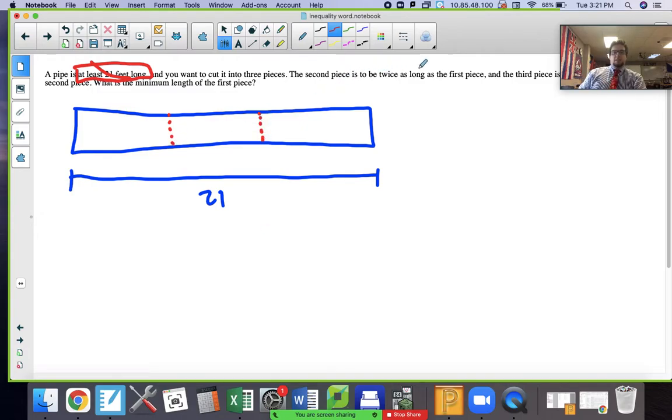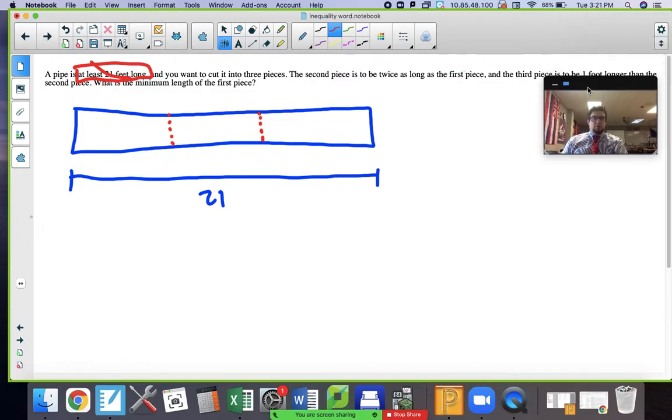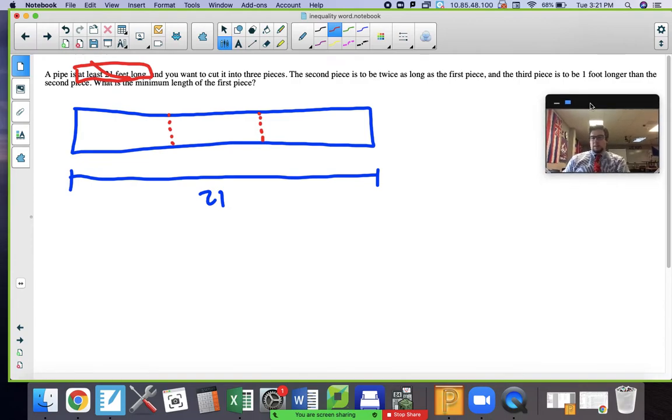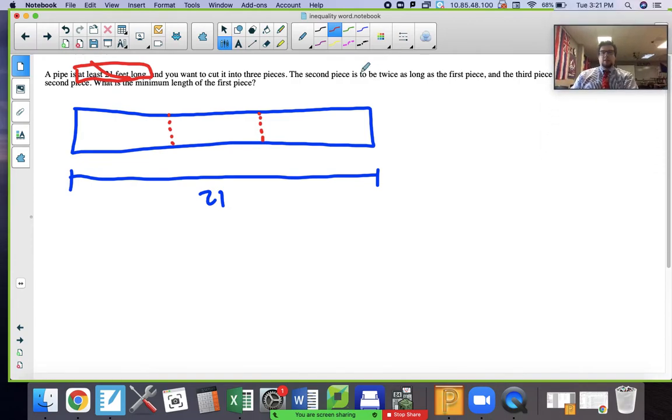The second piece is going to be twice as long as the first piece, and the third piece, my little screen's in the way, I'm going to move myself. The third piece is to be 1 foot longer than the second piece. All right, so I haven't said anything about the first piece, so that's what our unknown is going to be.